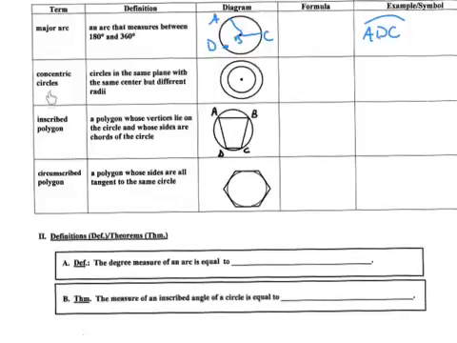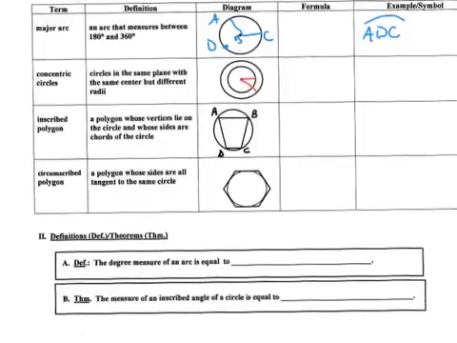Okay, the next one we've talked about before, concentric circles. Those are circles in the same plane with the same center but different radii. So they share the same center. That's the big deal. So this could be radius 1, this is radius 2, but they both have the same center. An inscribed polygon is a polygon whose vertices lie on the circle and whose sides are chords of the circle. So just like ABCD here, ABCD is inscribed in the circle. And circumscribed is one where all the sides are tangent to the circle, so it's outside of the circle.